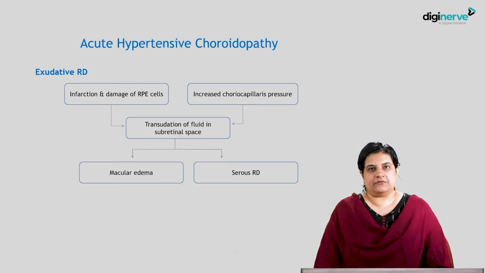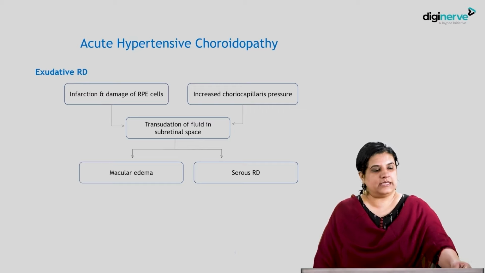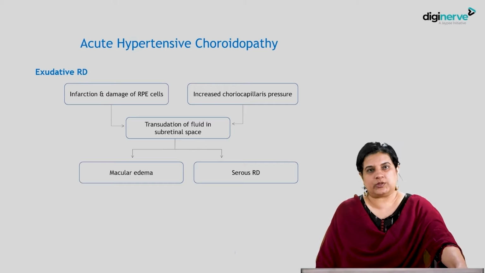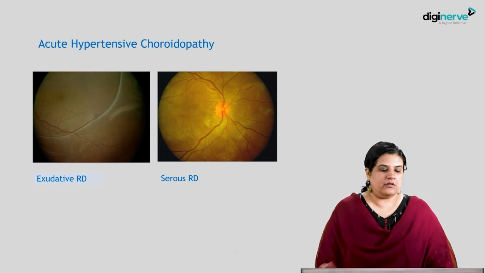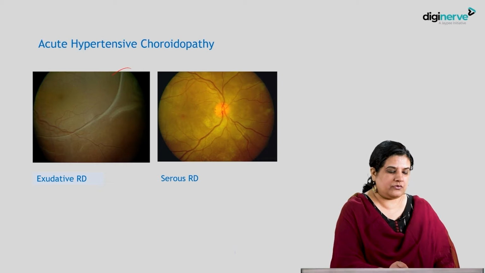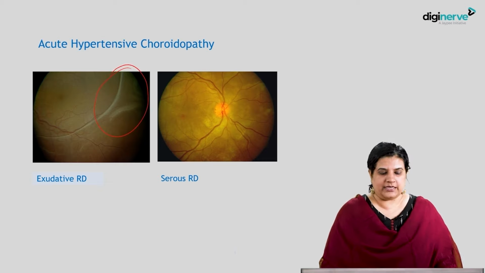Acute hypertensive retinopathy can result in exudative retinal detachment because there is an infarction and damage of the retinal pigment epithelial cells along with increased choriocapillaris pressure, and this results in transudation of fluid in the subretinal space, leading to macular edema and serous RD, which is also called exudative RD. So herein we have this image wherein there is detached retina because of collection of serous fluid underneath it.